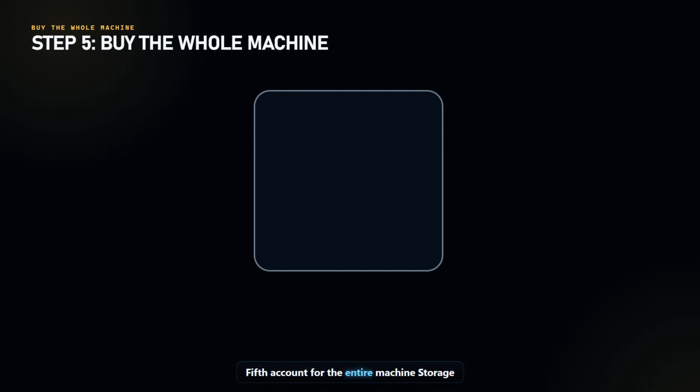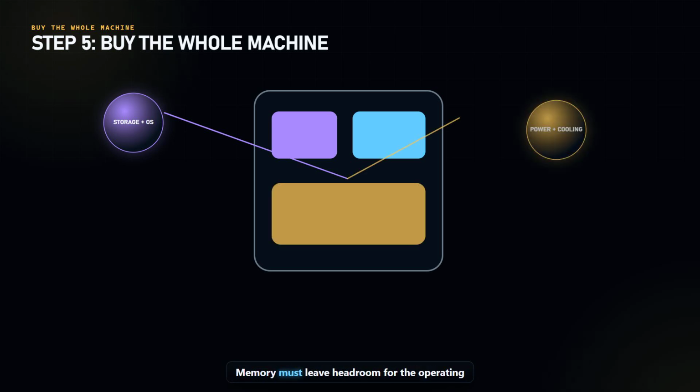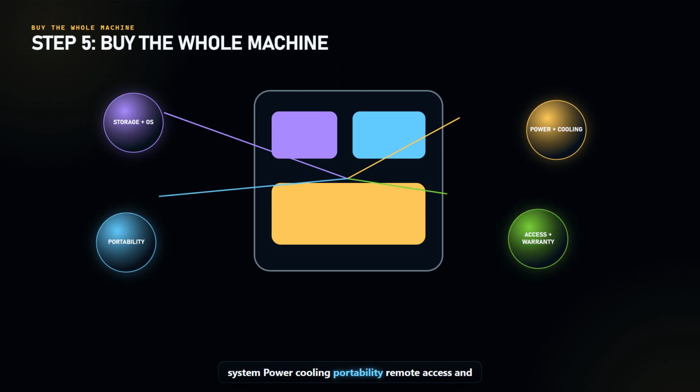Fifth, account for the entire machine. Storage must hold model copies and quantizations. Memory must leave headroom for the operating system. Power, cooling, portability, remote access, and warranty affect daily use.